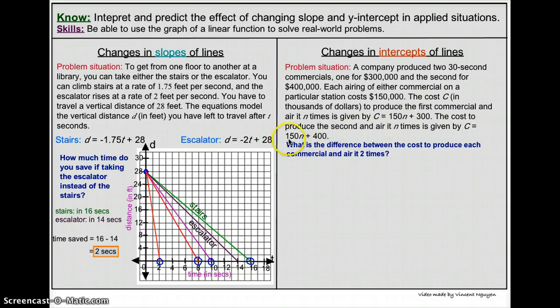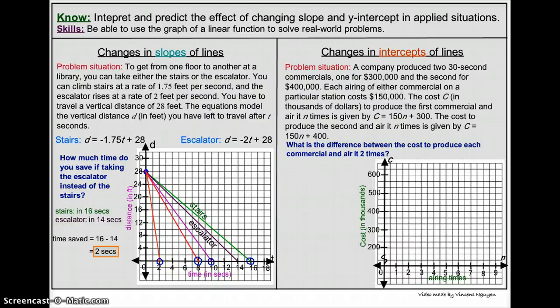The rate is changing at the same rate, but the starting cost of one is more than the other. So the question is, what is the difference between the cost to produce each commercial and air it 2 times? Well, again, let's see if we can graph the function, okay?